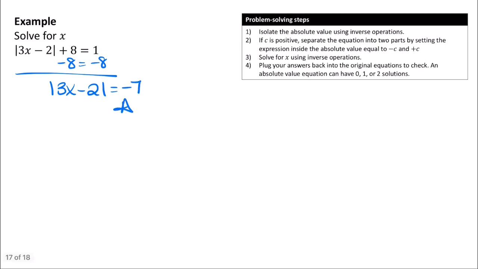Okay, so this is an important problem because notice this is equal to a negative number, okay? The absolute value cannot equal a negative number, so this is going to be an equation with no solution, okay? So there's no separating into two cases, there's no solving for x. The absolute value cannot equal a negative number, so this equation will have no solution.